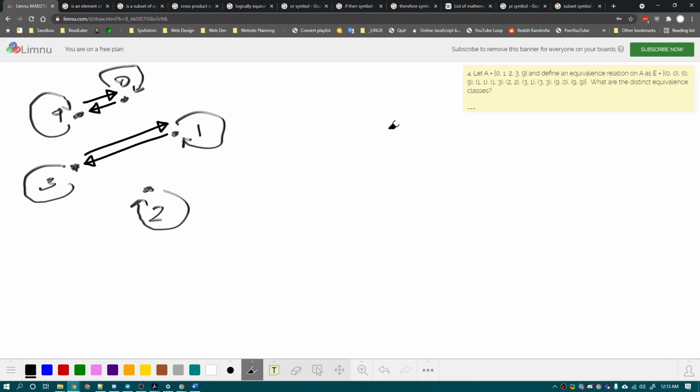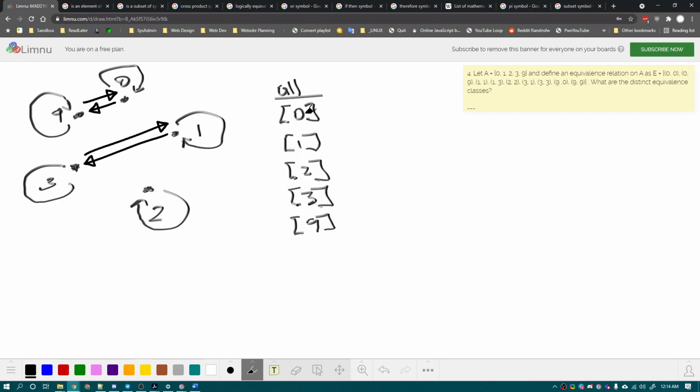So I'm going to start by listing out all the elements in A. We're looking for the distinct equivalence classes. The first thing I'm going to find is all the equivalence classes, and then we're going to summarize them into distinct classes. The notation for the equivalence classes is you put the number inside this bracket. So we'll start with 0, and I'm just going through every element in A: 0, 1, 2, 3, and 9.